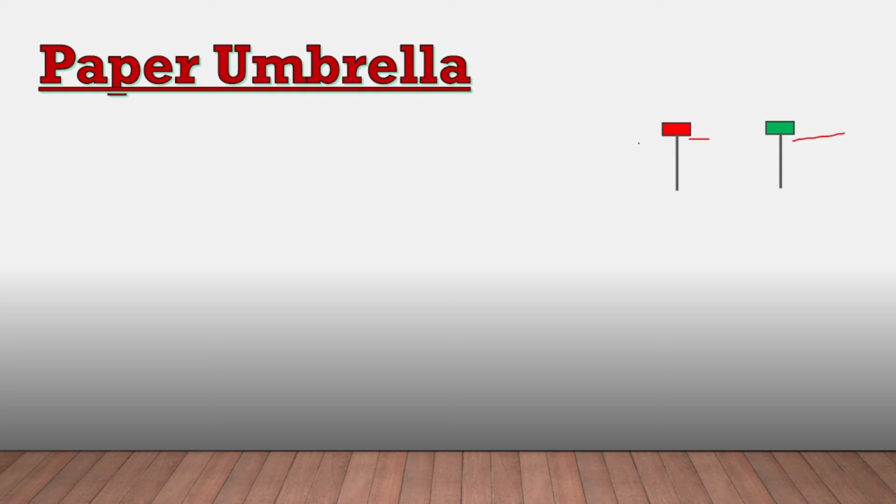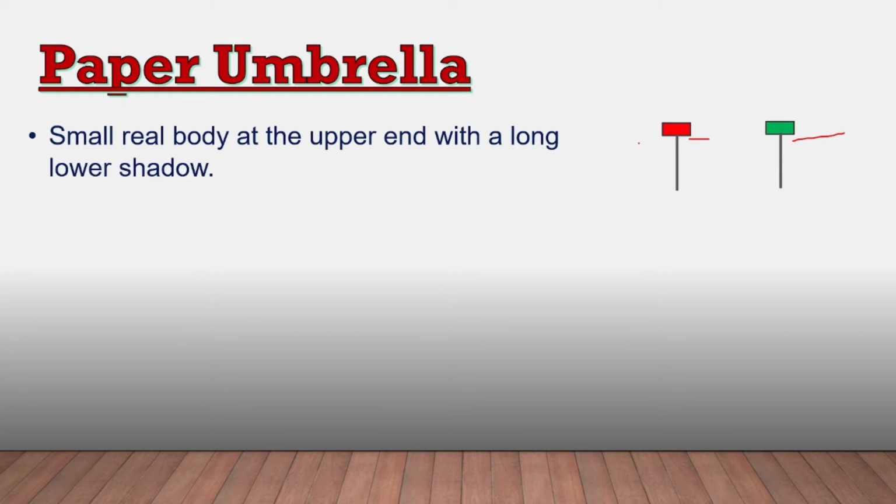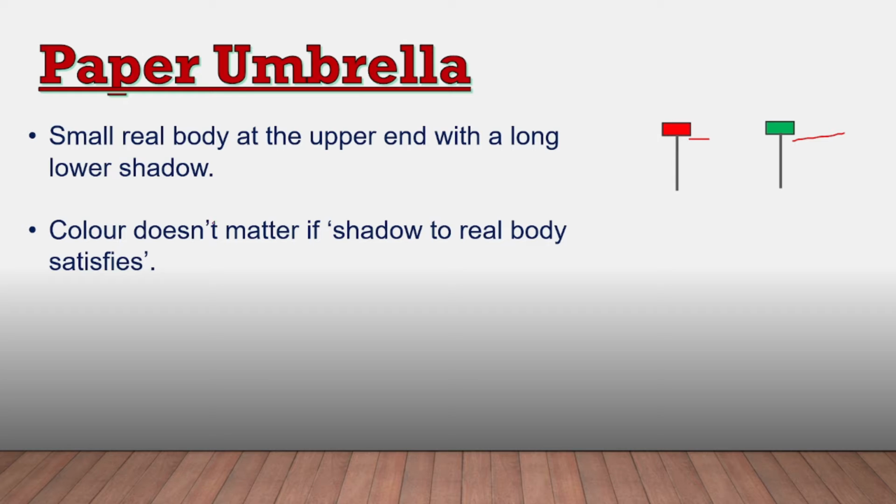Now let us try to understand some of the important points regarding the paper umbrella. As we have discussed, it should have a small real body at the upper end with a long lower shadow. Color doesn't matter if the shadow to real body ratio is satisfied. Whenever we see a candle with a small real body and the length of the lower shadow is at least twice the length of the real body, then we say it is a paper umbrella. Since it has a small real body, no matter whether it is bearish or bullish, color doesn't really show much influence.